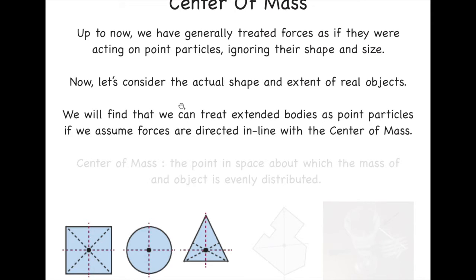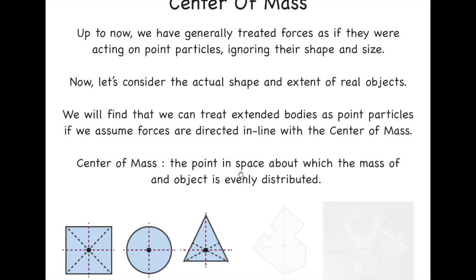And we find that we can treat these extended bodies, things that have shapes, still as point particles if we assume the forces are directed in line with the center of mass. And in fact, that's kind of just what we've been doing without explicitly saying so, right? We've just been assuming that when a force comes along and hits a circular hockey puck, it hits it in line with the center, right? And in the cases of basic geometric shapes, the center of mass is generally close to the center of the actual shape.